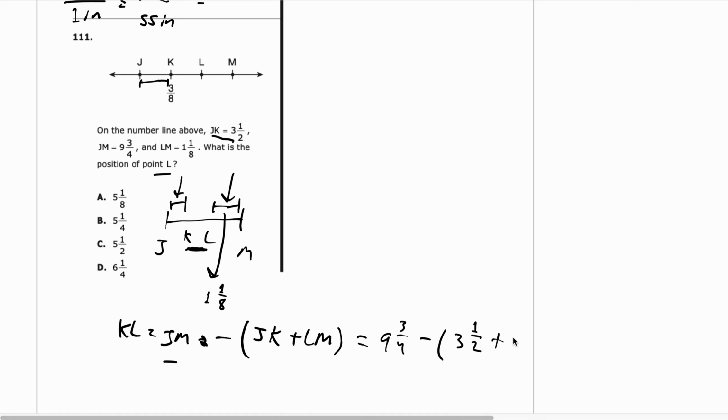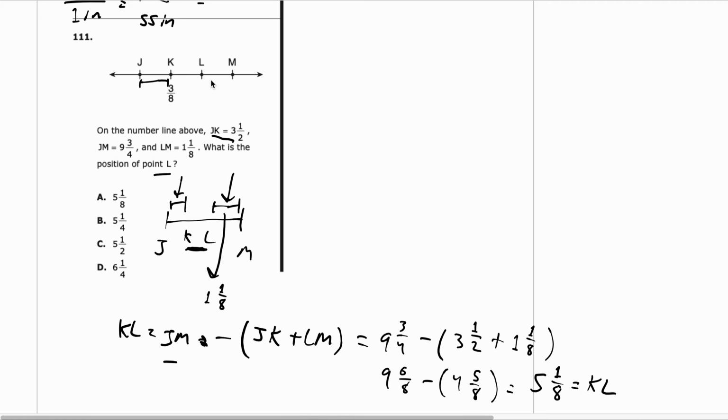Plus LM, which is 1 1/8. Okay, and so now we can simplify this. So this would be 9 6/8 minus 4 5/8. So this would be 5 1/8, which is the length of KL.